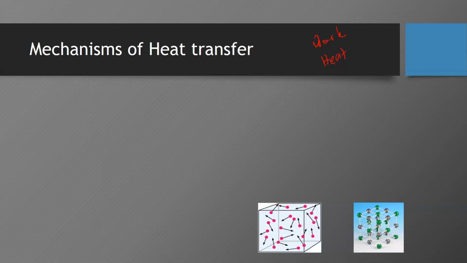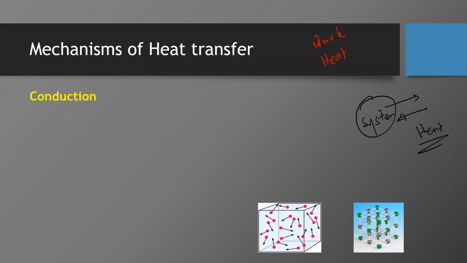The mechanisms of heat transfer: what are the methods by which heat can be transferred to a system from the surroundings, or from the system to the surroundings, whatever. So that is a transfer. So this is your system. From the system or to the system, how can the heat be transferred? Okay. First one is conduction. We will discuss the conduction.